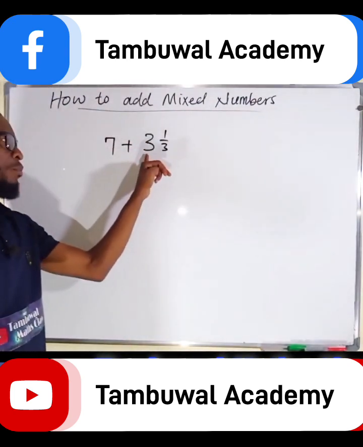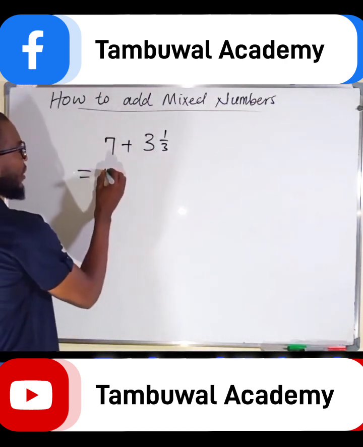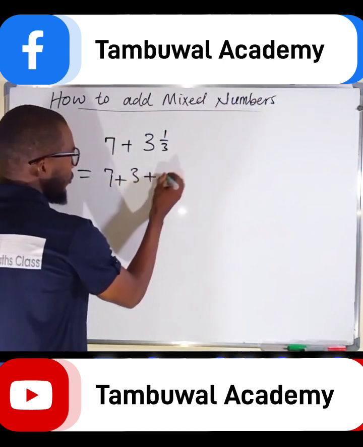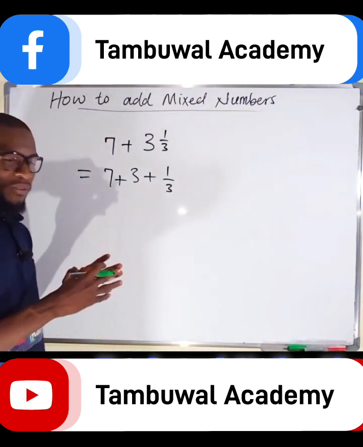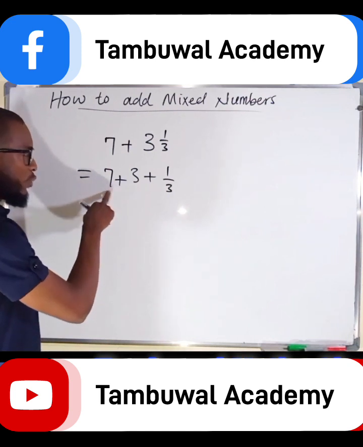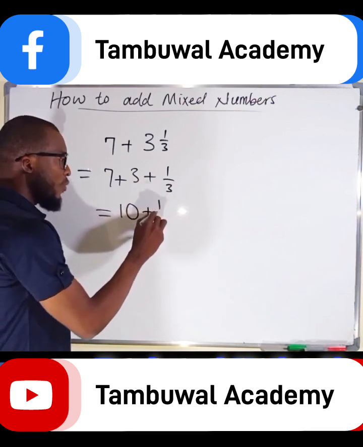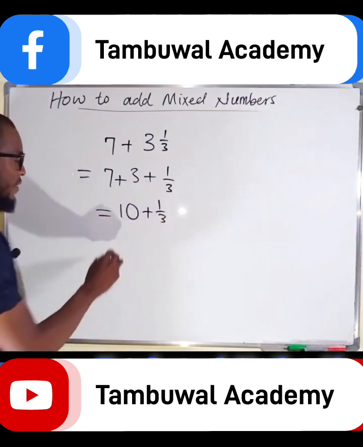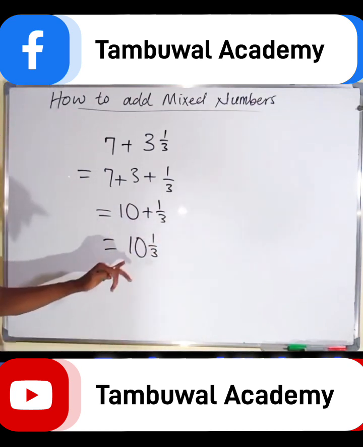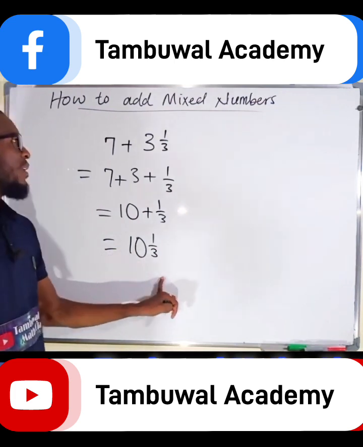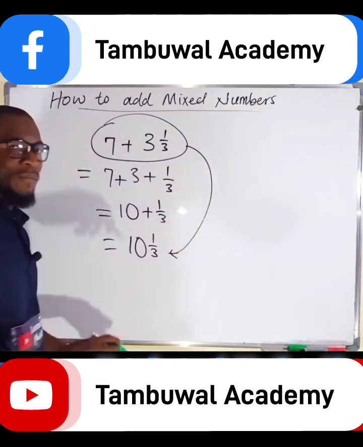And remember, we said a mixed number can be expressed as the sum of its whole number and its fraction. So this can also be written as 7 plus 3 plus 1 over 3. So we are going to add the like terms together. This is a whole number. This is also a whole number. If you add them together, you shall obtain 10. And we have plus 1 over 3. And 10 plus 1 over 3 is the same thing as 10 whole number 1 over 3. So 10 whole number 1 over 3 is the same thing as this fraction and a whole number added up together.